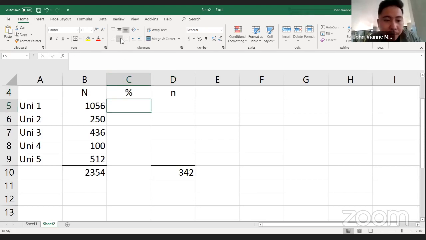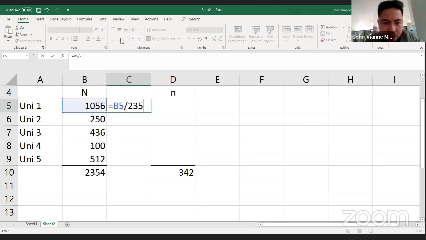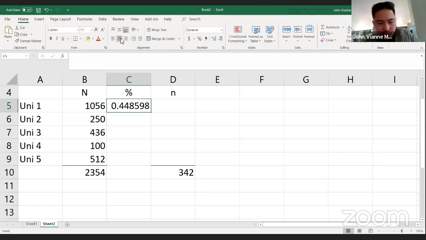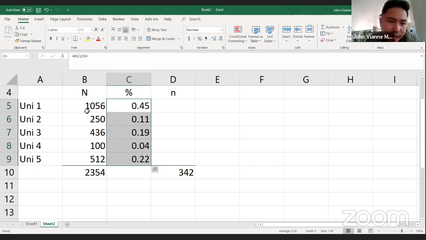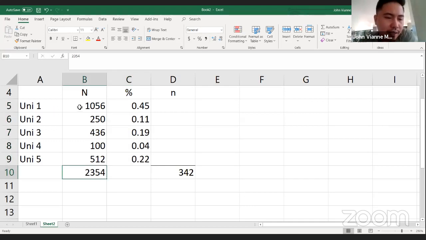Kailangan i-determine natin ang percentage of representation ng schools na ito sa total universe. So what we're going to do is divide that one with the total number of students of the universe. So it should be multiplied by 100. Kung gusto niyo, basically in terms of decimal points, ito siya. So 45% of the total population of accountancy students is coming from this university. So 11% comes from Uni 2, 19% from Uni 3, 4% from Uni 4, and 22% from Uni 5. Now, dapat kung 45% siya sa total universe, dapat 45% din sa ating sample.